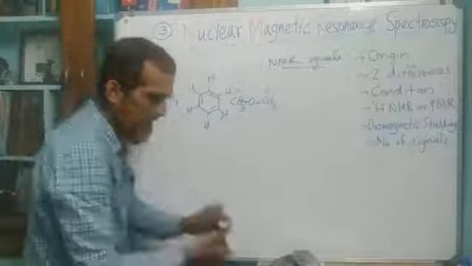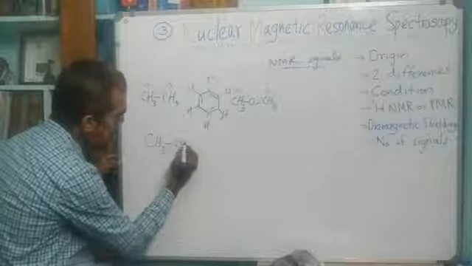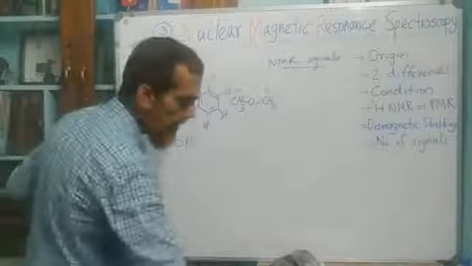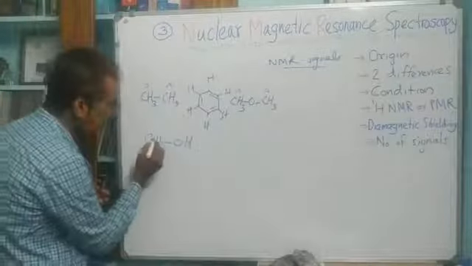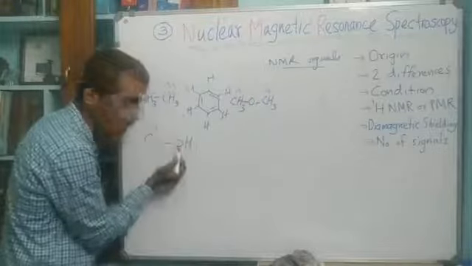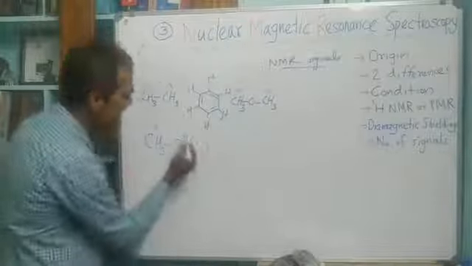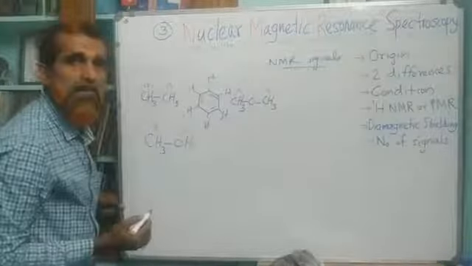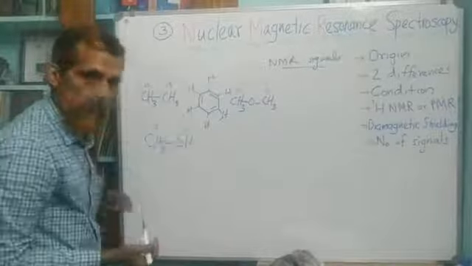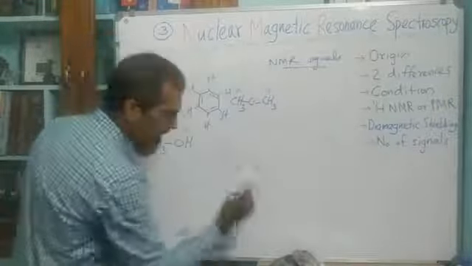Let me take another example. CH3OH, methanol. If these three protons are marked as A, what about this one? Connected to oxygen, correct? This is connected to carbon. Different chemical environment. So this is to be labeled as B. Two different types of protons. You will get two signals. Okay, look at another example.